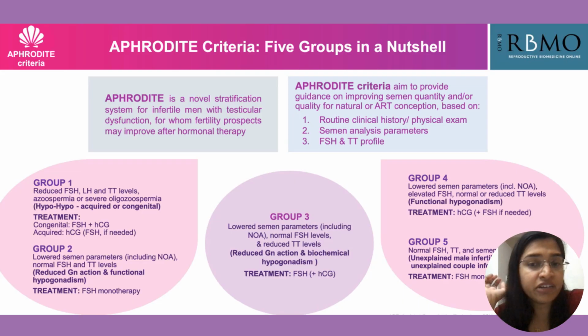This is the Aphrodite criteria, 5 groups in a nutshell. So what is the Aphrodite criteria? It's a novel stratification system for infertile men with testicular dysfunction for whom fertility prospects may improve after hormonal therapy. It is based on routine clinical history and physical examination, semen analysis parameters, and FSH and testosterone profile. These are groups 1, 2, 3, 4 and 5 that we have discussed.